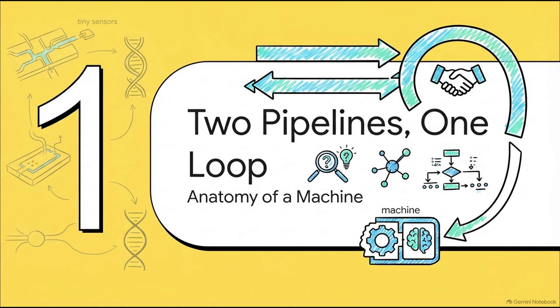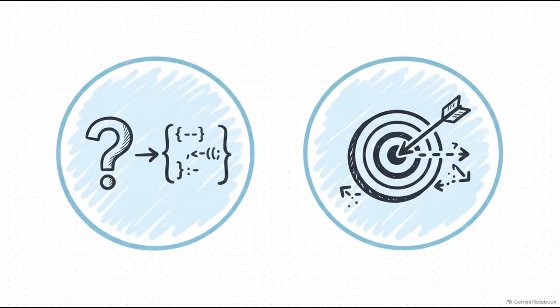Let's jump right into part one, two pipelines, one loop, the anatomy of a machine. So we really need to understand the basic anatomy of this machine before we turn the key. It all rests on two existing one-directional pipelines. Think of them kind of like two different conveyor belts. First, you've got the forward pipeline.